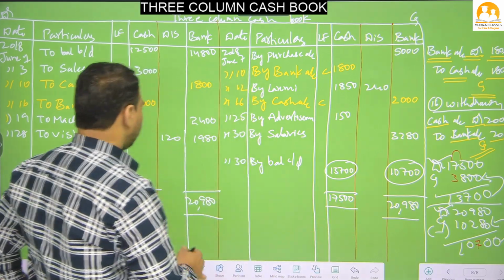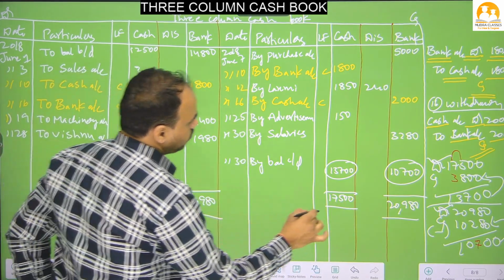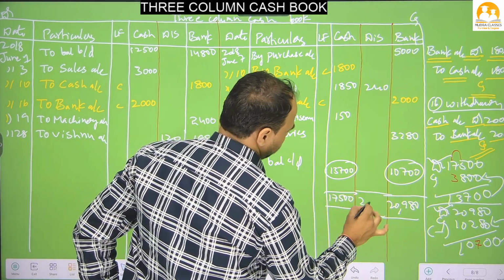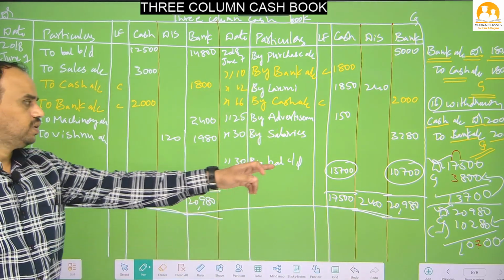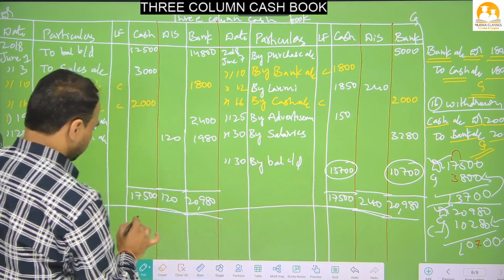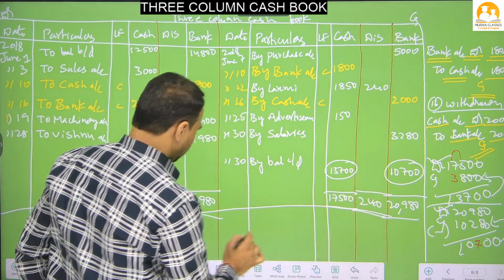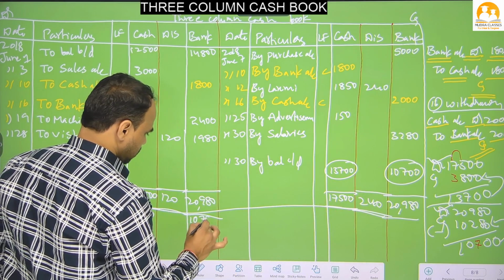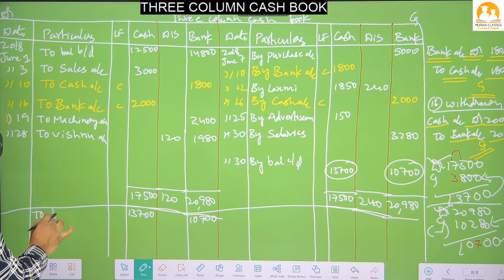Okay, already in previous class I told you, discount column we just do total, we will not do balancing. So 240. Now with this the problem is completed. This closing balance next month we write as an opening balance. What is the cash balance here? 13,700. What is the bank balance here? 10,700.